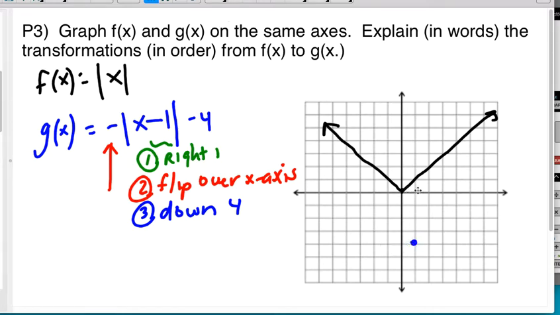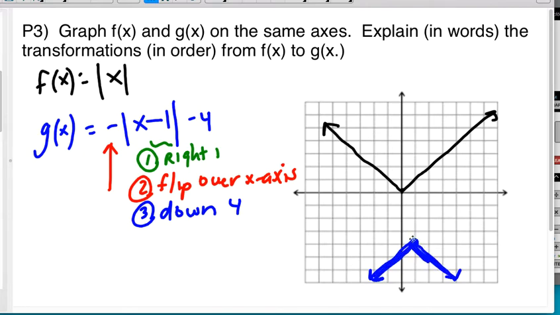So move 1 right, flip over, so now it's an upside down V, which you have to kind of picture in your head, and then move down 4. Well, that's going to look like, oh, I kind of missed that line, but you get the gist. That's going to look like this. And if you're able to do that in your head, it's not cheating, okay?